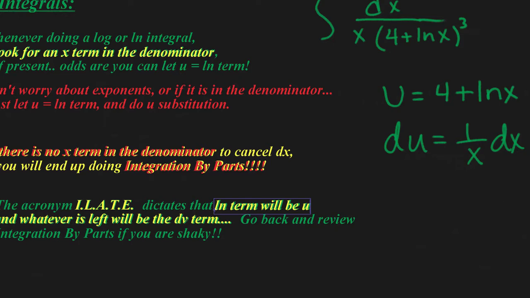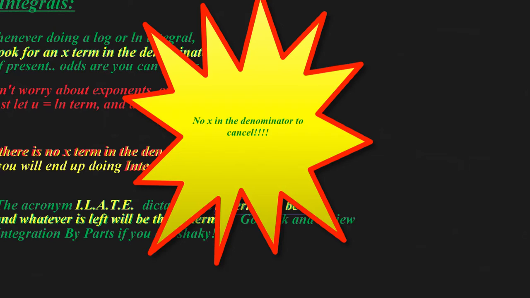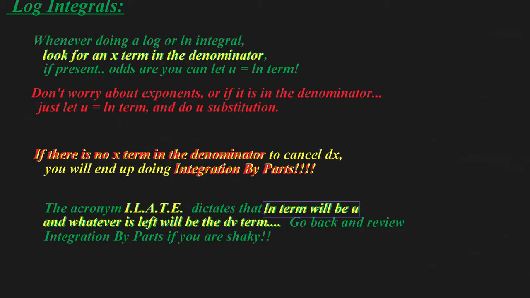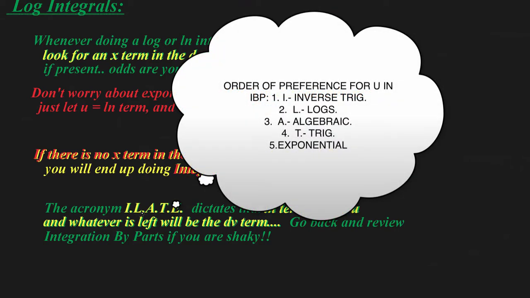So what happens if I can't do my u sub? The derivative of the ln term, there is no x in the denominator. Well, in that scenario, I've got to do integration by parts. The acronym ILATE tells me that u is going to be equal to the log more likely than dv, because ILATE says that u and logarithm is its second favorite thing.